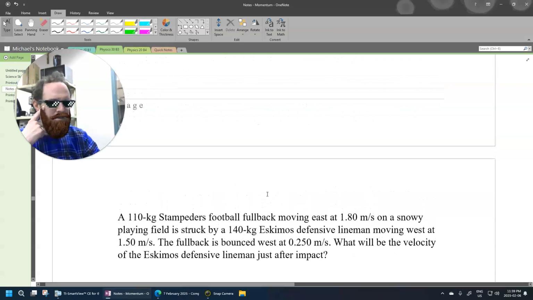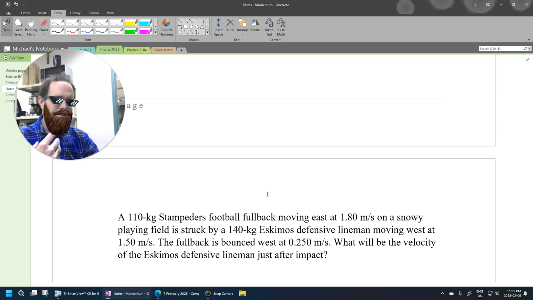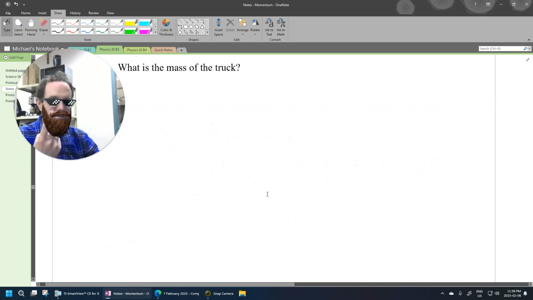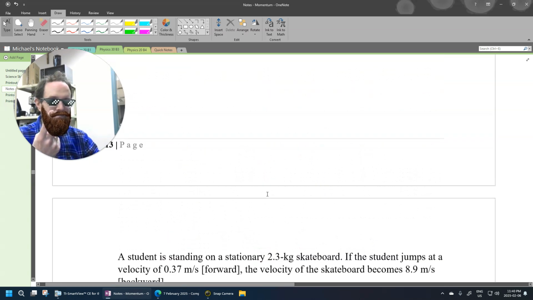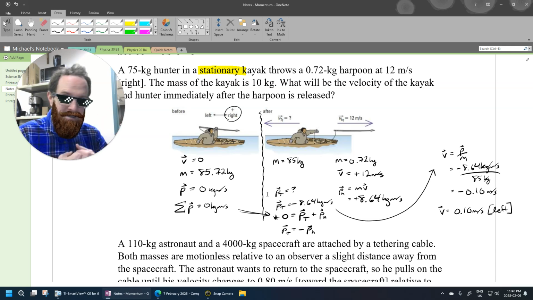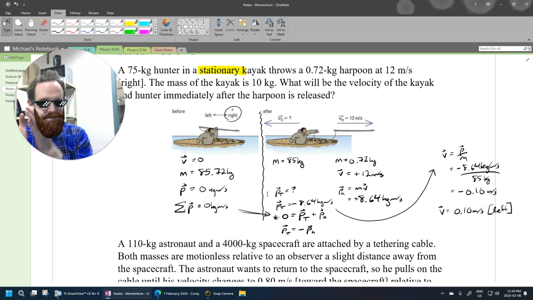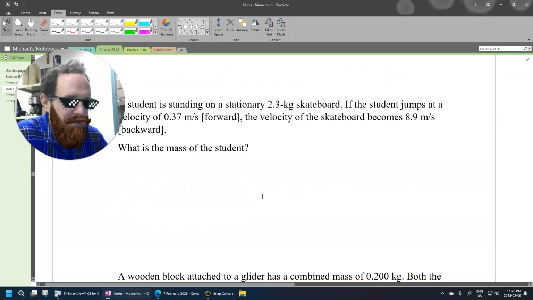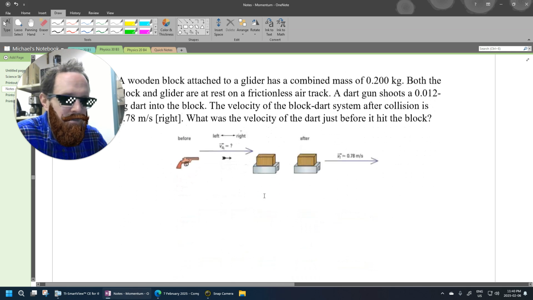But all these other questions are very similar. Before and after. Watch out for positive and negatives. Sometimes they bounce off each other. Sometimes they collide and stick together. Sometimes, like this first one we just did, they just explode. But if we assume that momentum is conserved in all these cases, that this is an isolated system, whatever the momentum is before is equal to the momentum afterwards.